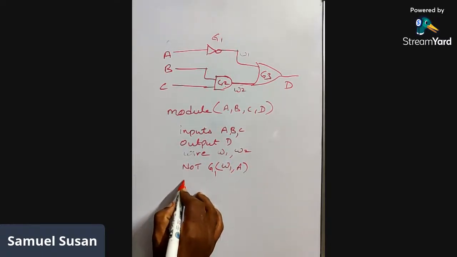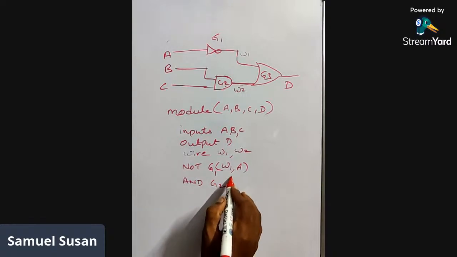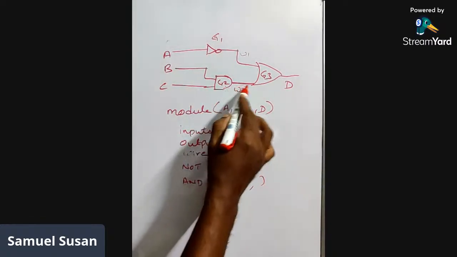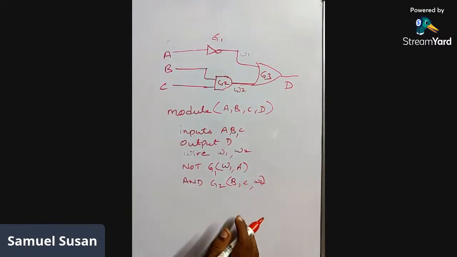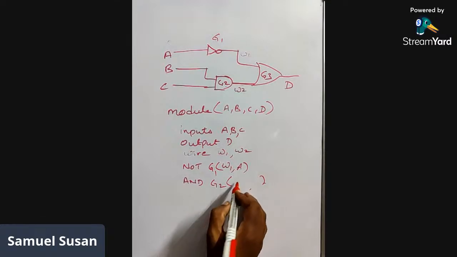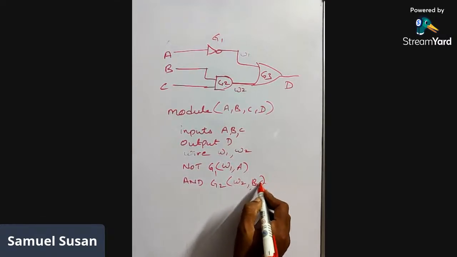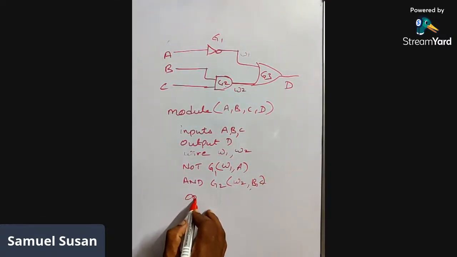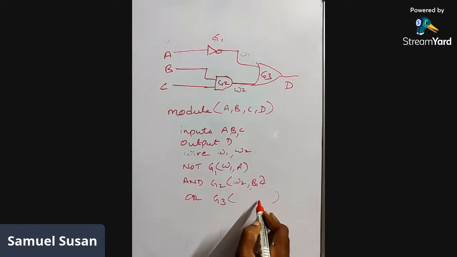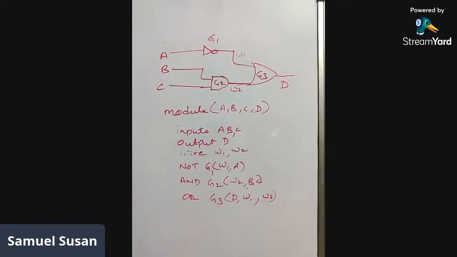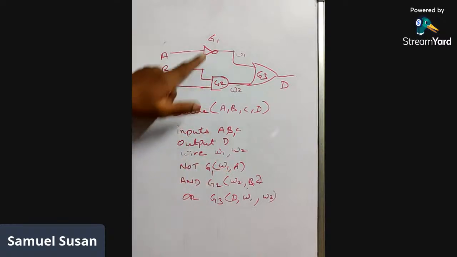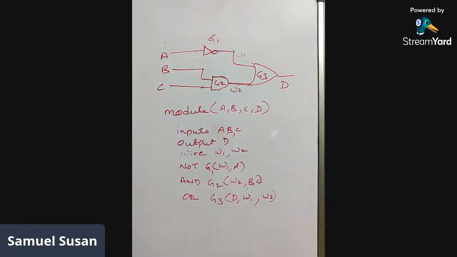Next is the AND gate, that is G2. The output of this AND gate is the wire W2, and the inputs are B and C. We should write wire W2 first because it is the output; B and C are the inputs. Now finally the OR gate G3: the output is D, the inputs are W1 and W2. So we have concluded everything. All the lines except the inputs and outputs, all the internal connections, we call wires. So we completed everything, and we can simply call it the AND module.